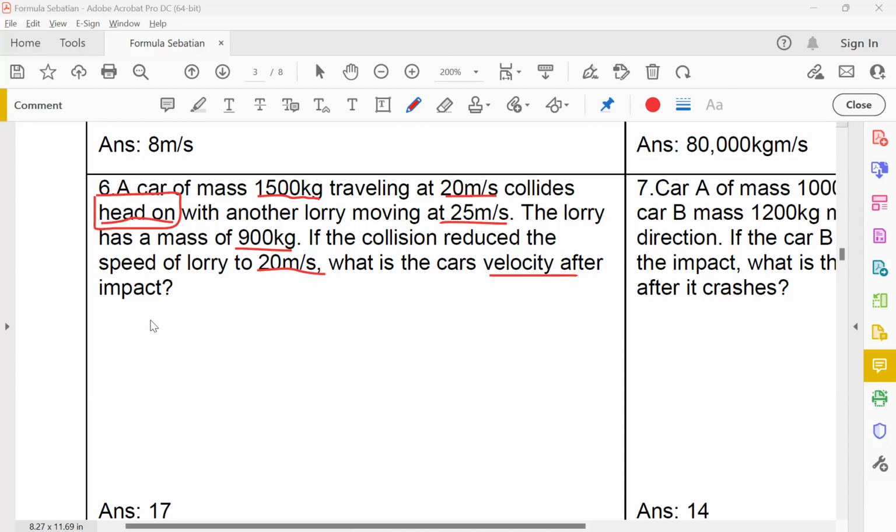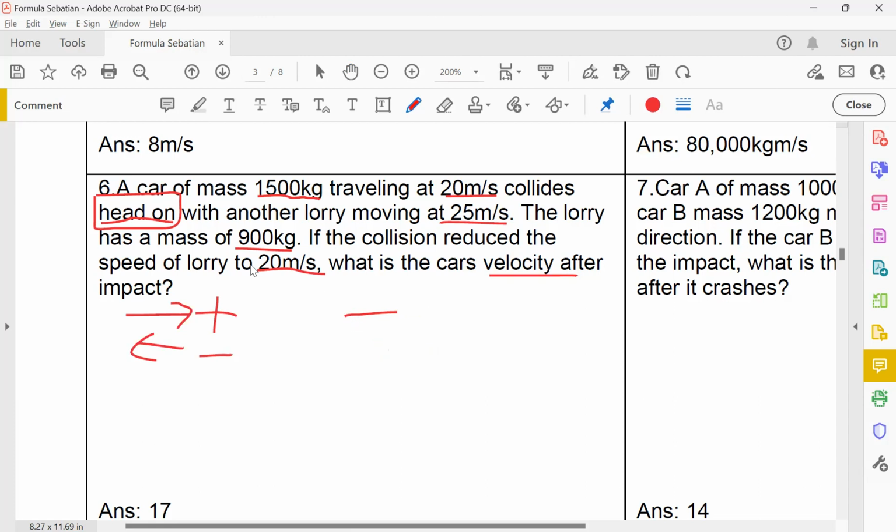Good. You could associate the right to positive and the left as negative, or you could do it the totally other way around. You could go left as positive and right as negative. But it doesn't matter which one you do, as long as you know that if they are in opposite directions, one will be positive and one will be negative.